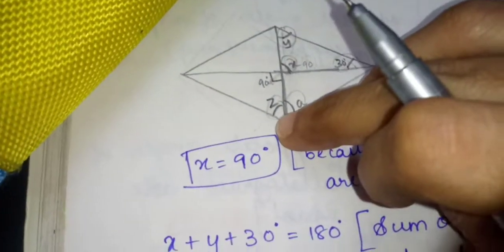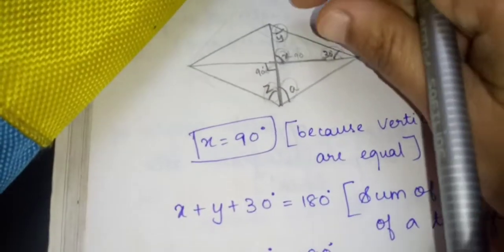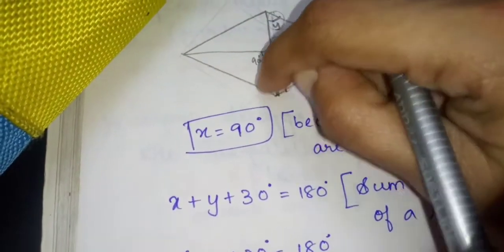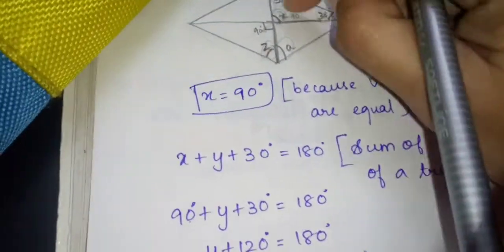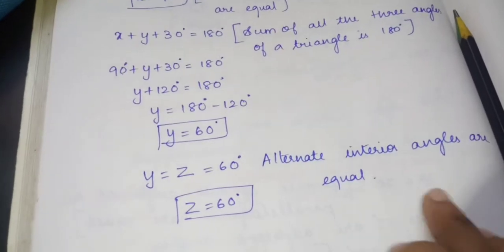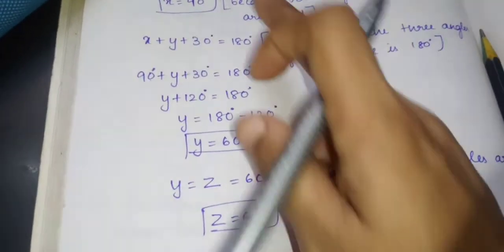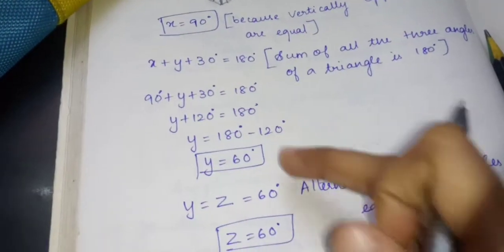Listen, why am I saying y and z are alternate interior? Because y and z are interior angles. Inside only, these angles are here. These are opposite to each other. So both angles are alternate interior angles, and alternate interior angles are equal. So y and z are equal, so z is equal to 60 degrees. So we found the value of x, y and z.